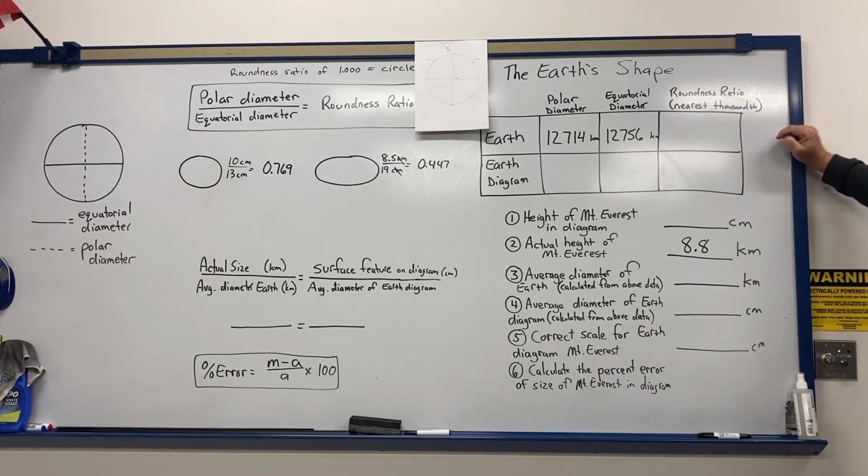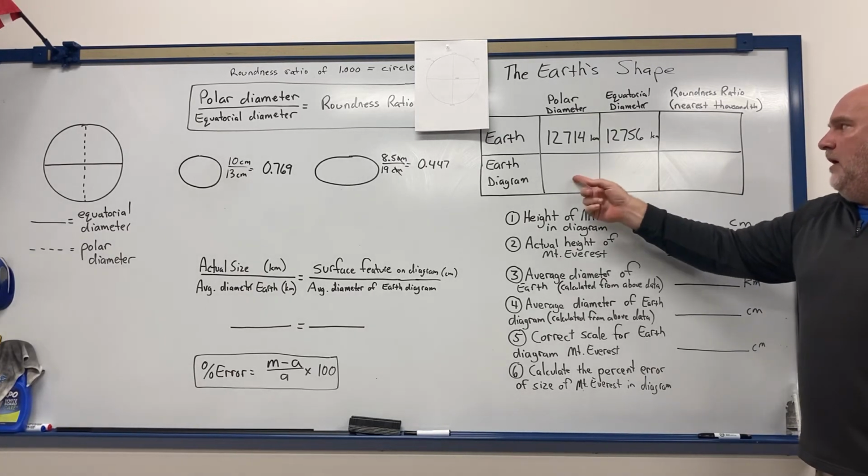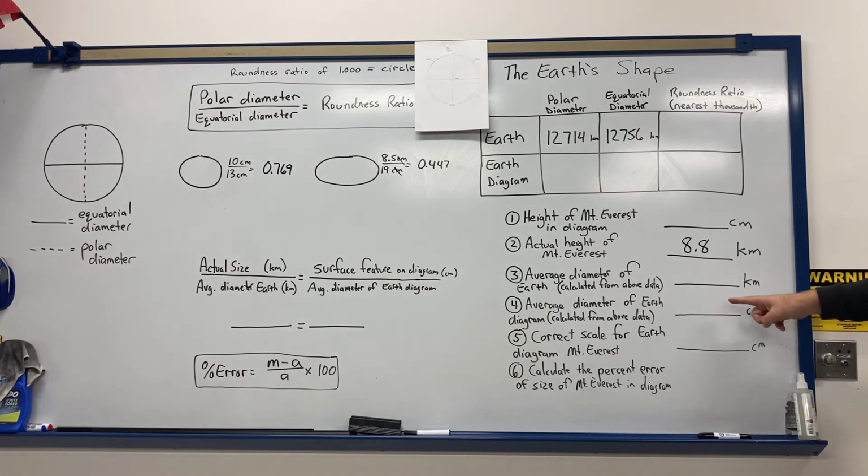Step 4, average diameter of Earth's diagram. All right, so you're going to do almost the exact same thing that you did for 3, except using those two numbers right there. So you want to find the average of those two numbers, and that's going to be what you put on line 4.